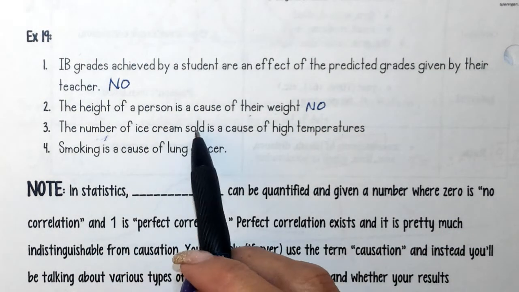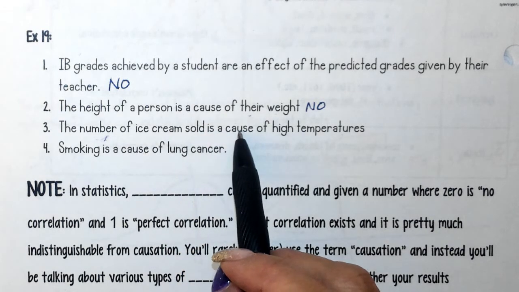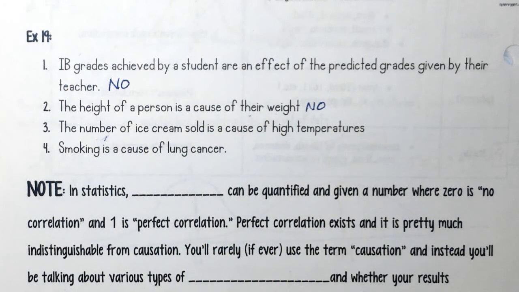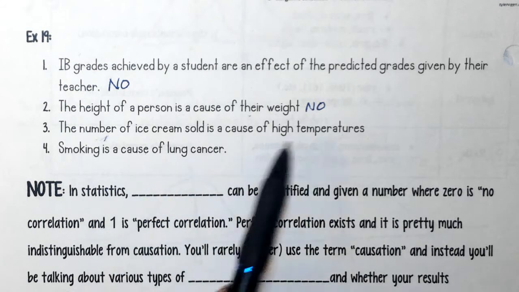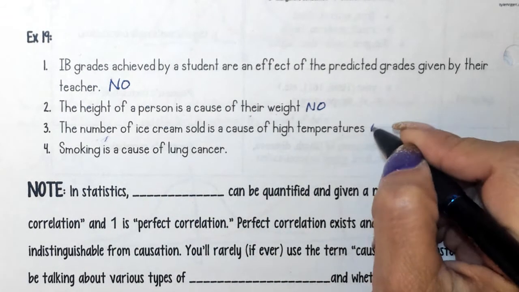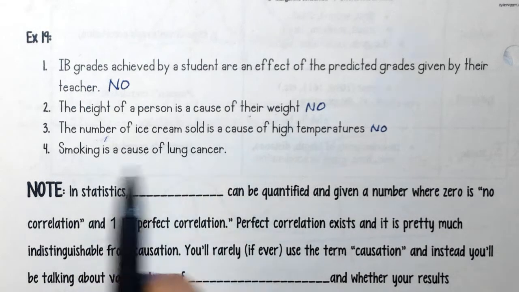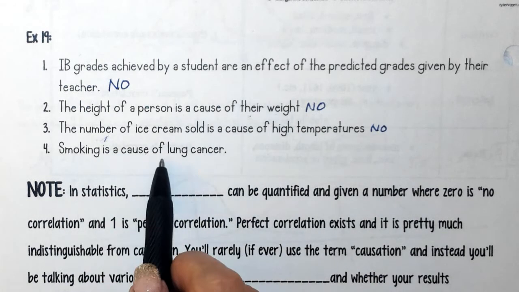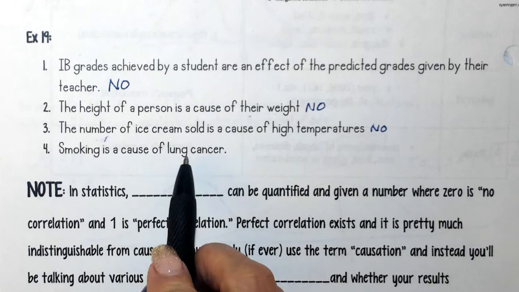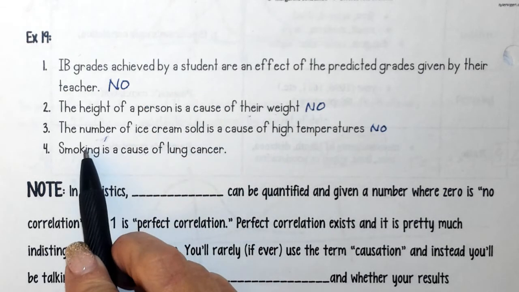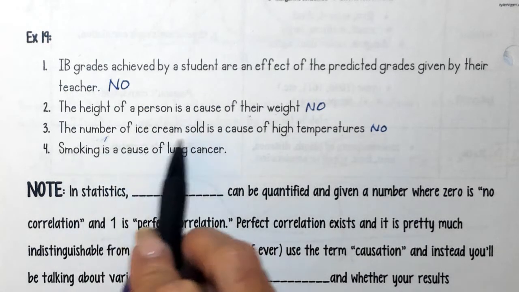The number of ice cream sold is a cause of high temperatures. Does ice cream cause the temperature? No, that one's pretty easy to see. Smoking is a cause of lung cancer. Smoking causes lung cancer. Does lung cancer cause people to smoke? No. But we're going in this direction.